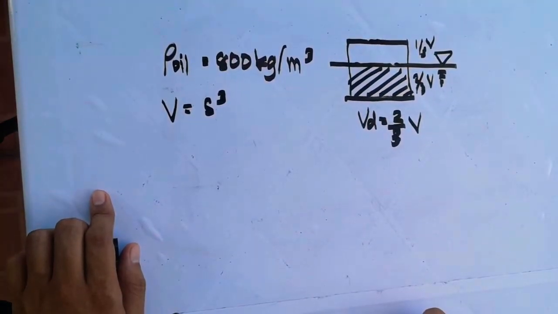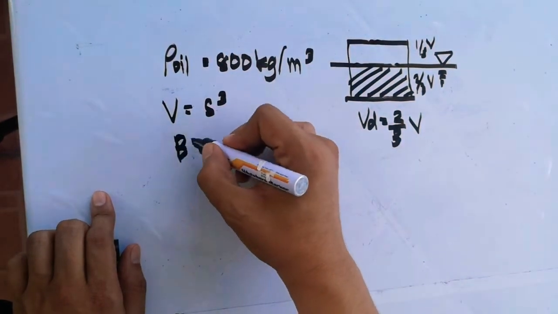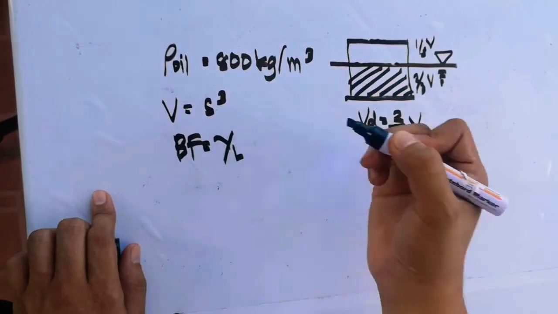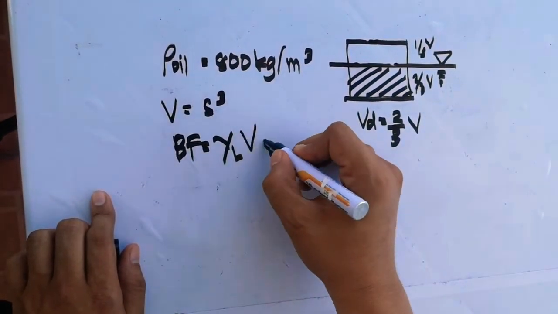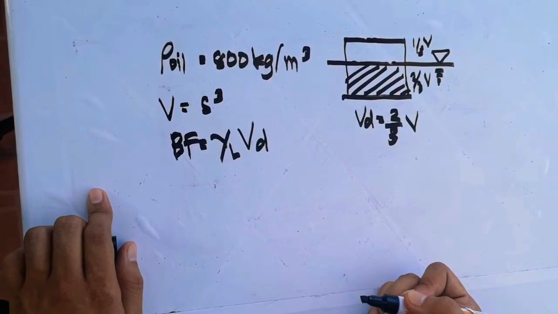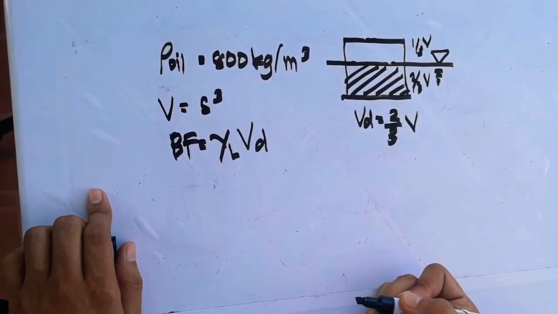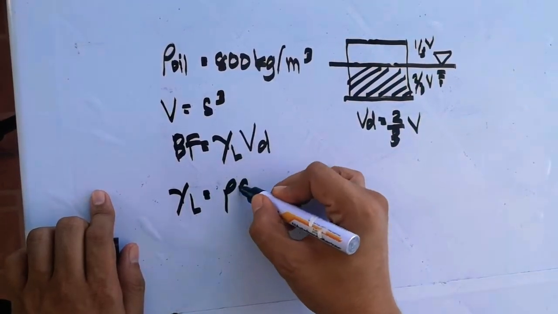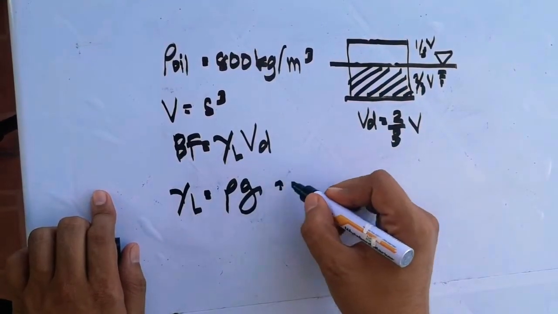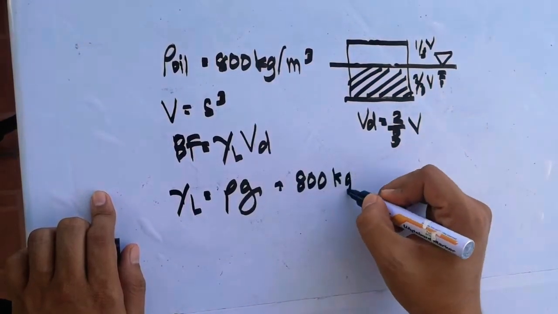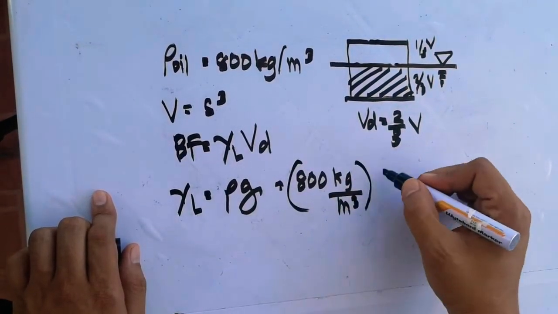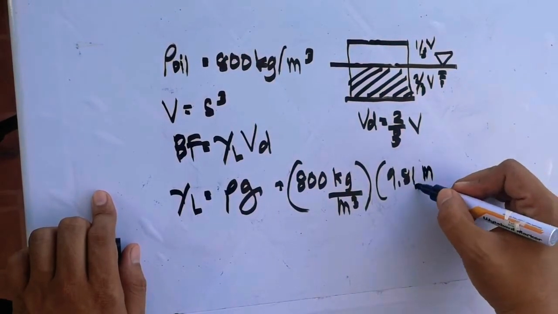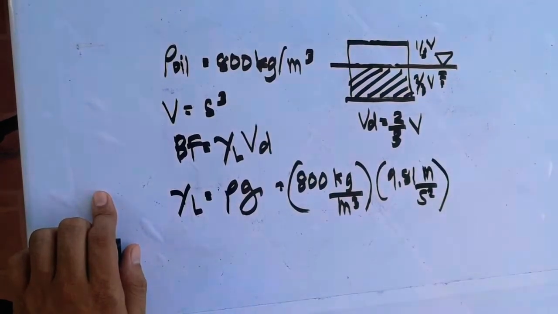And we are looking for the buoyant force. So the buoyant force is equivalent to the specific weight of the liquid times the displaced volume. So paano ba natin makukuha yung specific weight of the liquid? The specific weight of a liquid, ano ba yung specific weight? It's equal to rho g. So ibig sabihin 800 kilograms per meter cube times 9.81 meters per second squared. Okay?